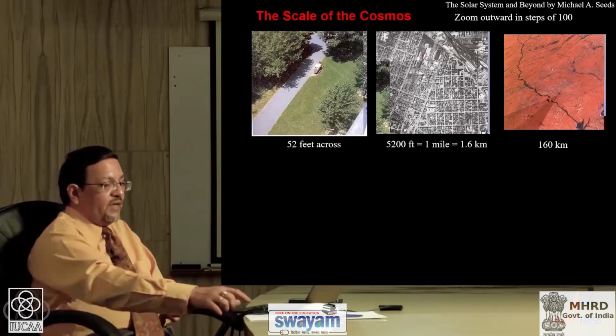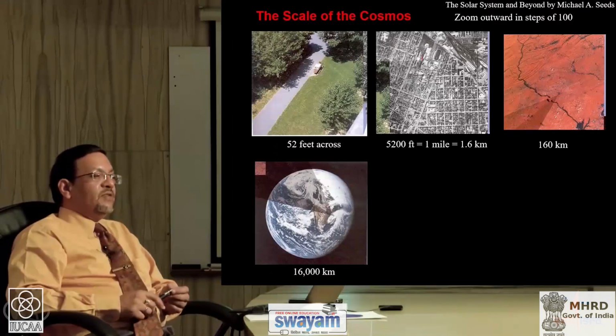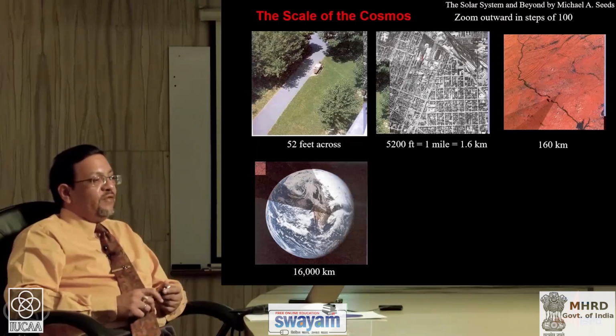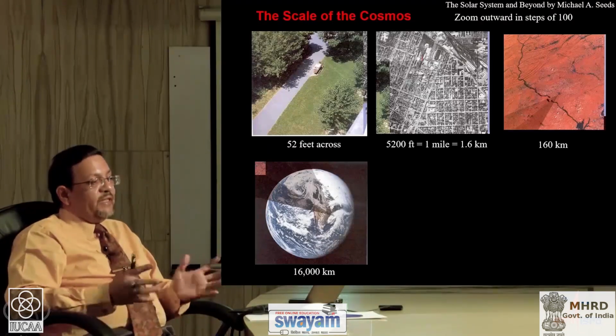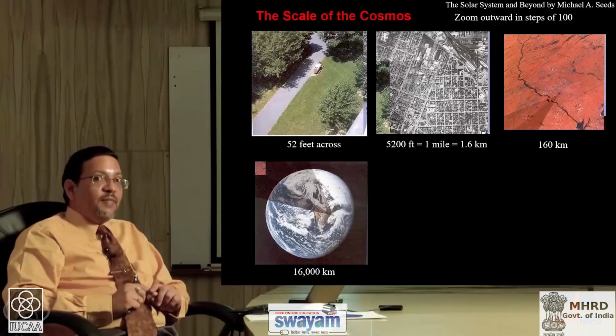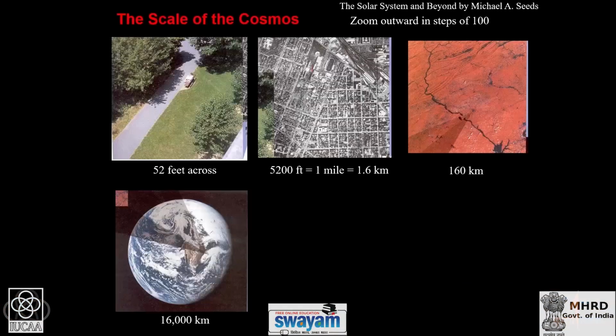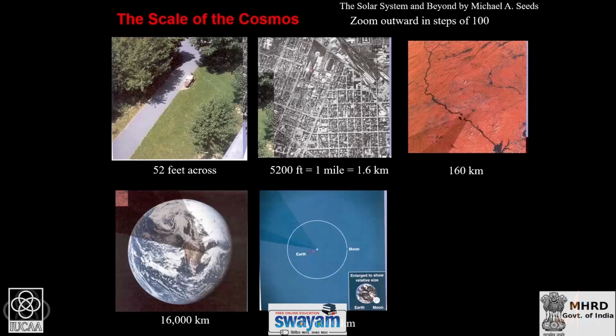If I zoom this further, you come to the dimension of the earth. So, essentially from a picture where I can see my neighborhood, if I take 3 steps of 100, I am able to come to the dimension of the earth. If I take the next step, I come to the dimension of earth-moon distances. Essentially, by 4 steps from my neighborhood, I am coming to the dimensions of the earth-moon system.